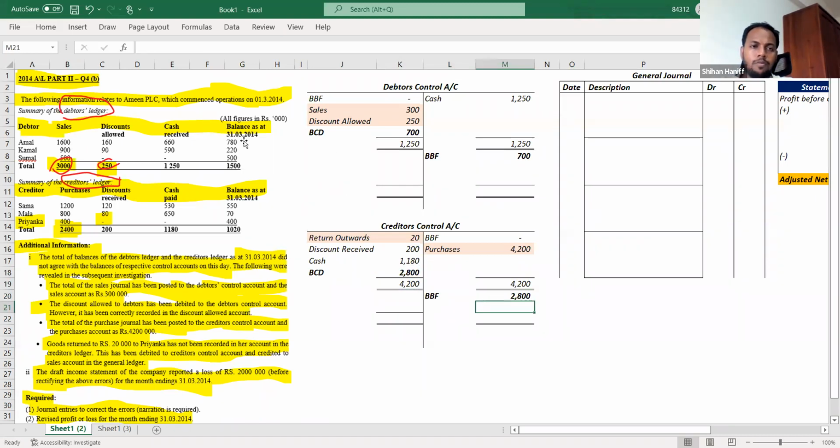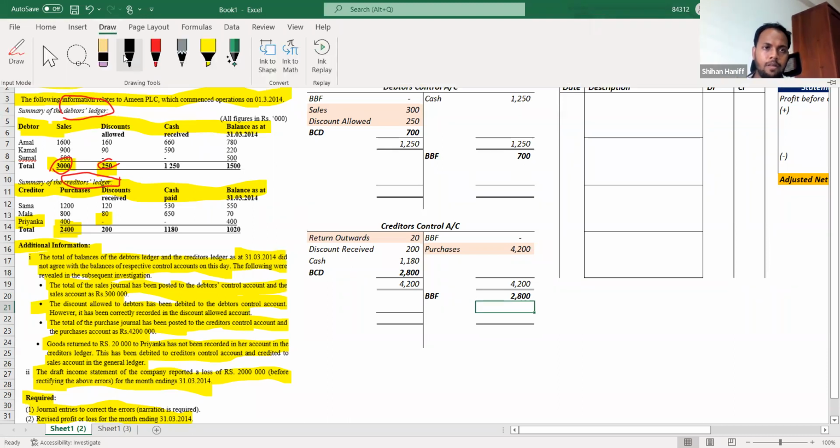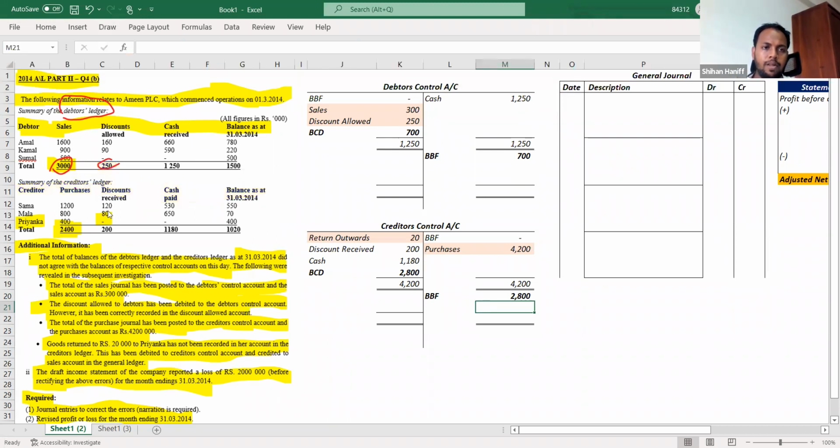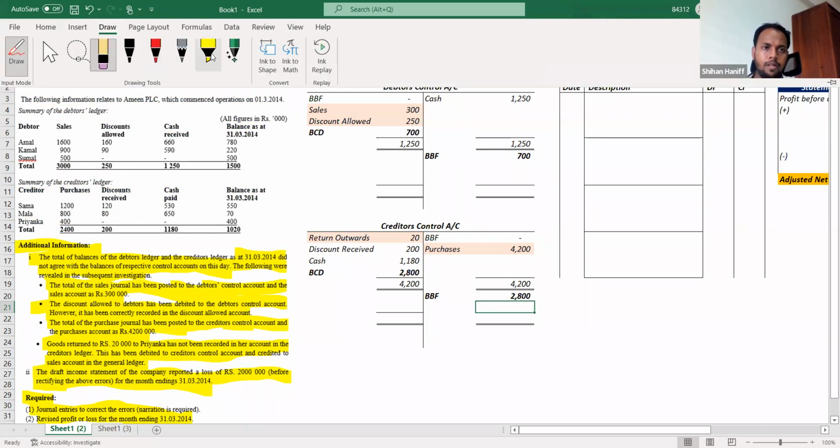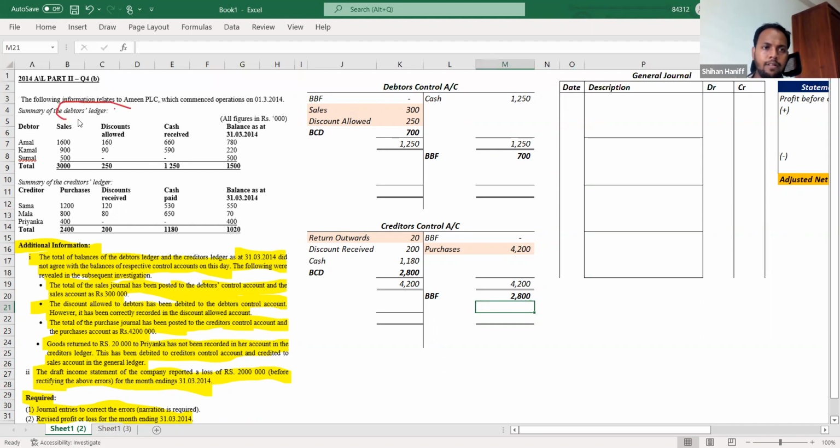Right. Now, the thing is, let me clarify again. This is debtors ledger. This is creditors ledger. In debtors ledger, the closing balance is 1,500. It's a debit balance. But in the control account, the balance is credit 700.